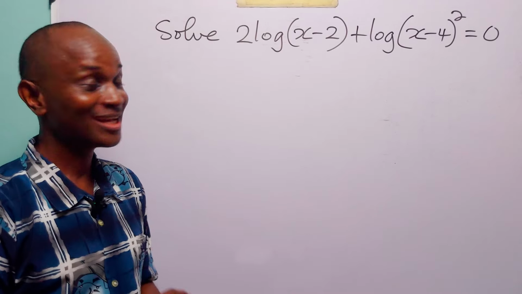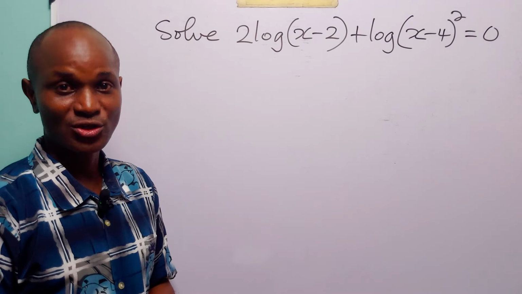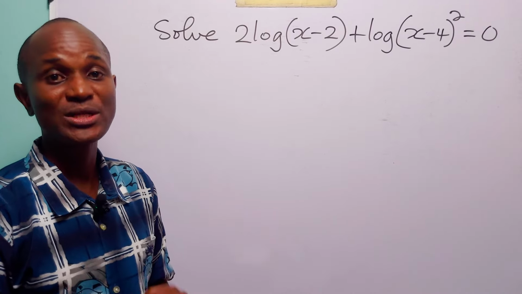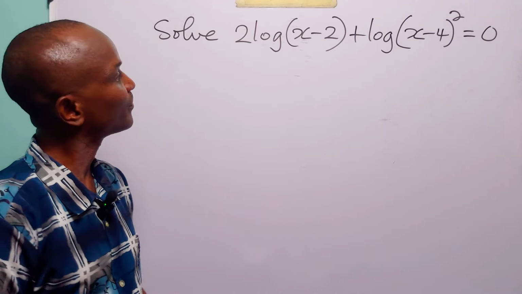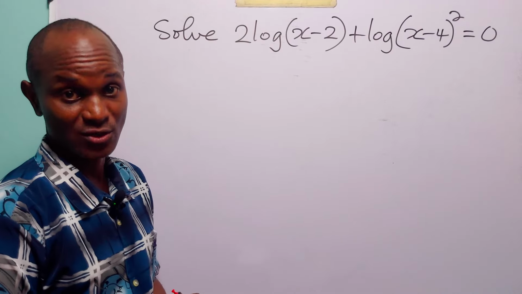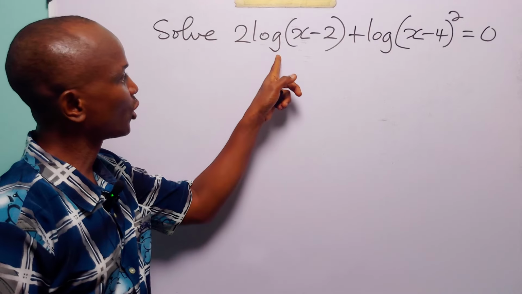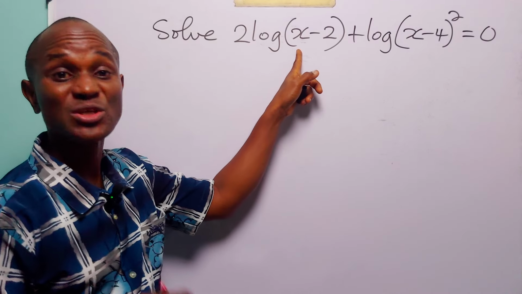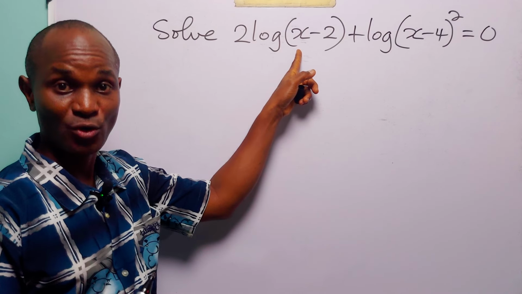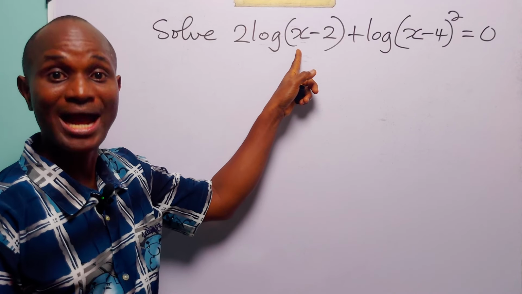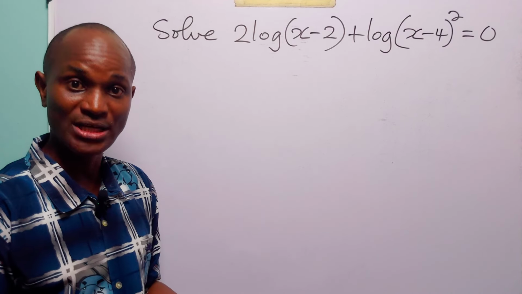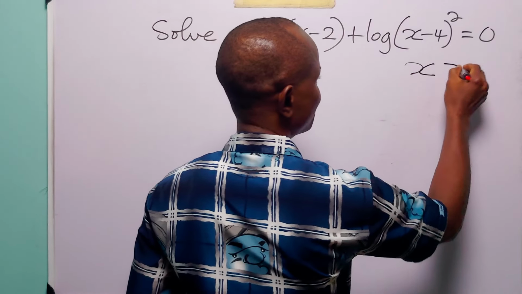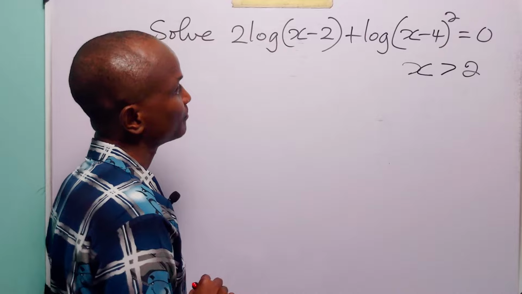Hello and welcome. To solve this logarithmic equation, let us start by finding the range of values of x within which the solutions must fall. When you look at this first equation, you know that for log(x - 2) to be defined, x must be greater than 2, because the logarithm of 0 and negative numbers is undefined. So, from this term, we have that x must be greater than 2.